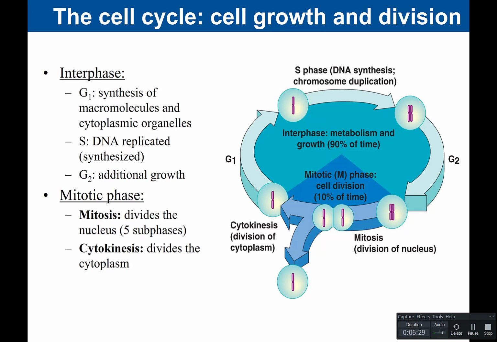Then we get the mitotic phase. And the mitotic phase can be broken into 2 parts. We have mitosis. And in mitosis, we are going to divide the nucleus, so meaning we're going to separate the contents of the nucleus, so the DNA. Cytokinesis, cyto refers to cell, cytokinesis divides the cytoplasm. This is where it physically divides from one cell into 2. So in the mitotic phase, we have both mitosis and then cytokinesis. And so again, mitosis is going to separate the DNA. Cytokinesis is actually going to physically separate them into 2 daughter cells.